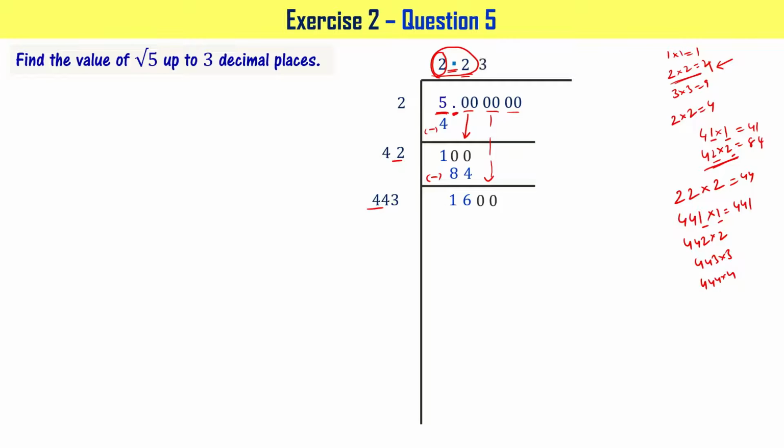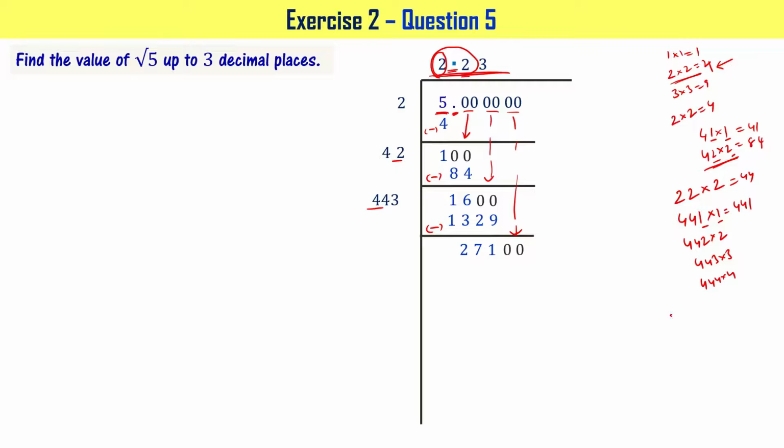443 times 3 is 1329, which is smaller than 1600. 444 times 4 is going to be greater than 1600. That's why we chose 443 times 3. When you subtract that, what you have is 271. Now bring another pair of zeros, right? It has become now 27,100, right?